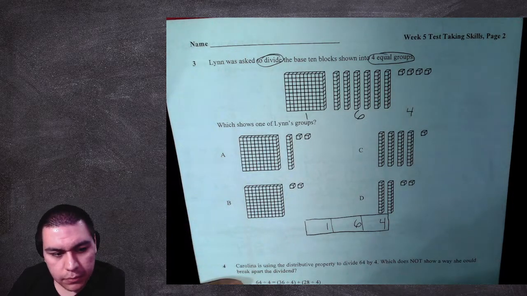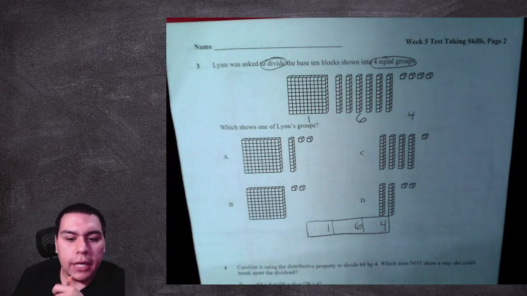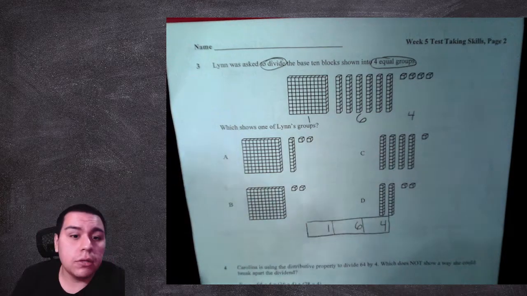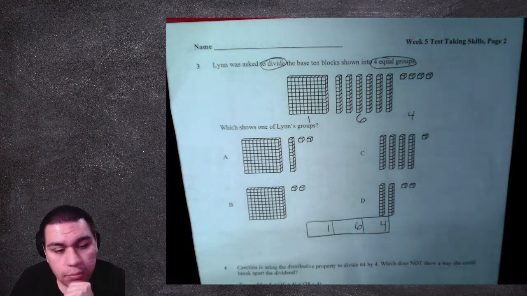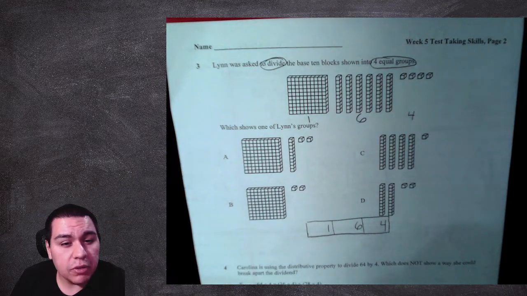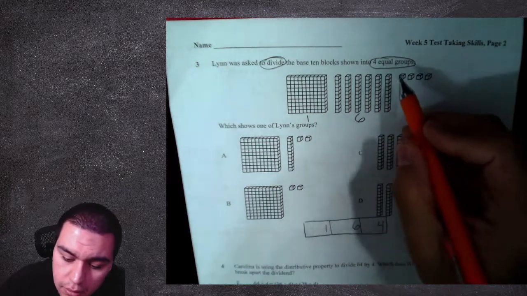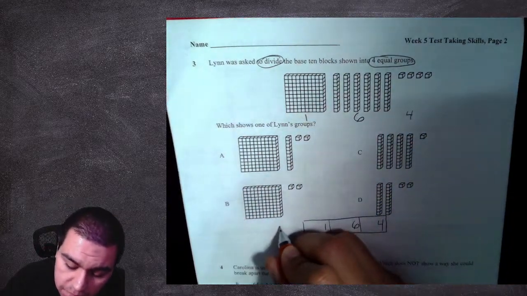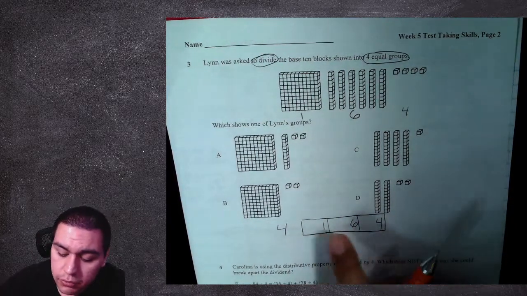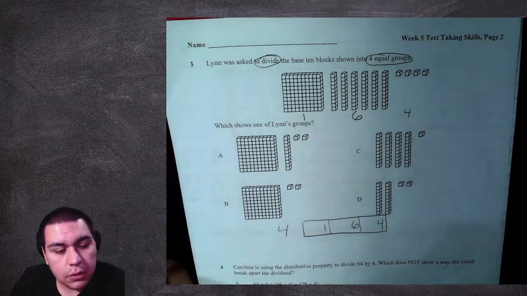Again, they're really hoping that we're going to see this and just get confused and scared and go, I don't know, I just have to guess. Not any different. The same thing that we've been doing. They told us they're making 4 groups. So I'm dividing 164 into 4 groups.